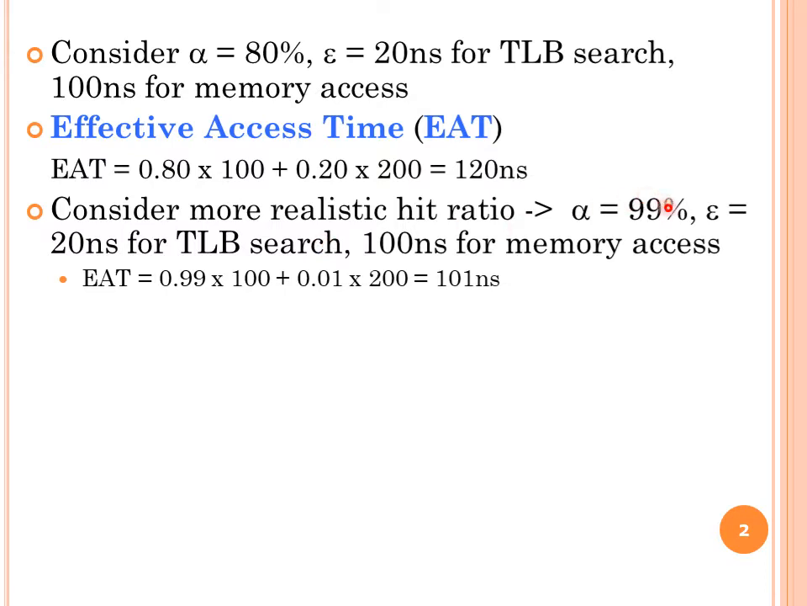So here 99% indicates 99 percent of the time the page is available in the TLB, and 100 nanosecond for every memory access of the page from the TLB. So effective time is 0.99 into 100, that is for each access you need 100 nanosecond. Then 1 minus 0.99 is 0.01 into 200 here, because if that page is not available in the TLB, then it requires two memory accesses for that particular page. So it is 200, so totally it comes to 101 nanosecond.